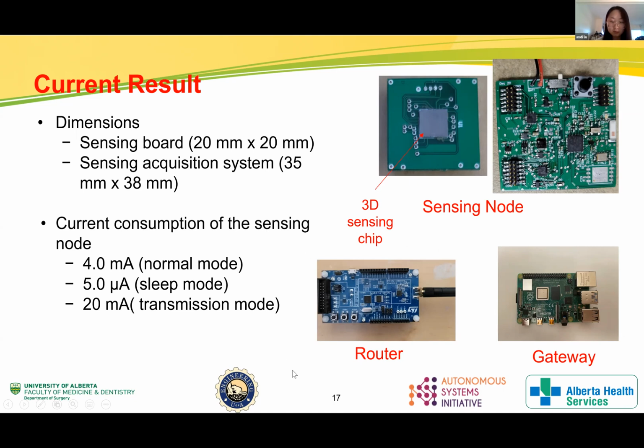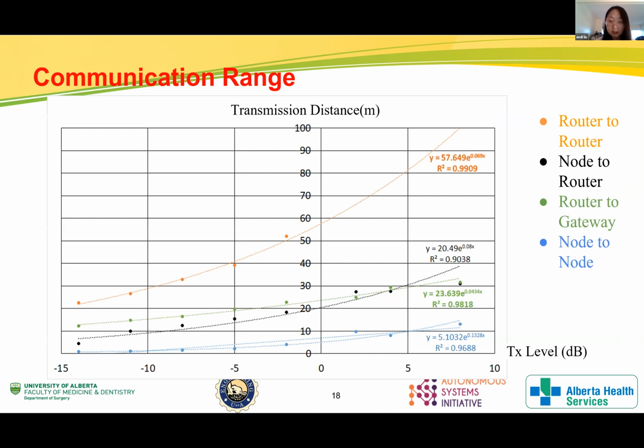The bottom two figures show the router I'm using and the gateway. As you can see in the figure, the router uses a bigger antenna instead of a cheap antenna, so it will have a much larger transmission distance. This figure shows the maximum transmission distance between router to router, node to router, router to gateway, and node to node. As we can see, since the router has a bigger antenna, the transmission distance is much larger than the others.